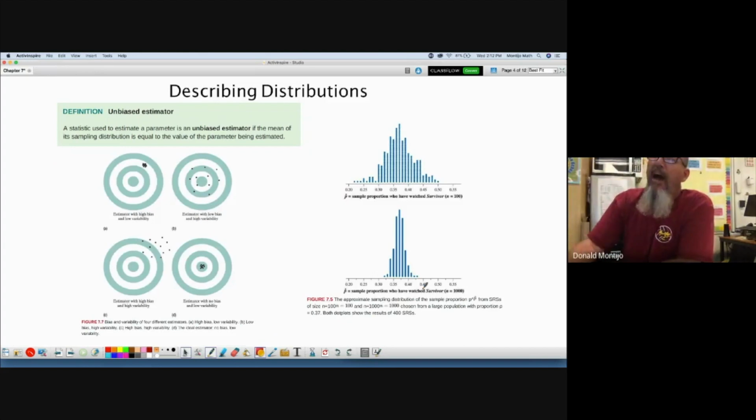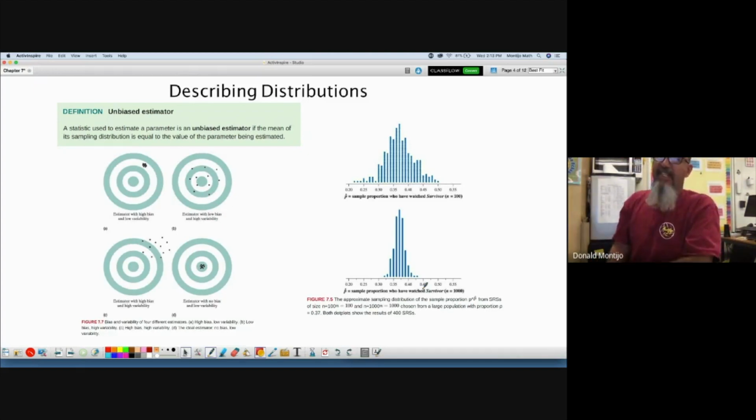All right. How do we describe distributions? Well, we already know that we talk shape, center, spread, over and over and over again. Okay? Now, we're going to talk about two things here called bias and variability in our estimators. So X bar is an unbiased estimator of mu. P hat is the unbiased estimator of P. Now let's take a look at our targets here. So let's imagine that we're shooting a bow and arrow.